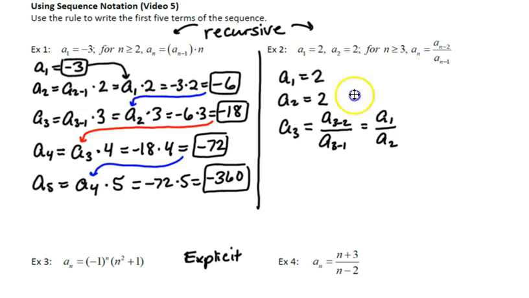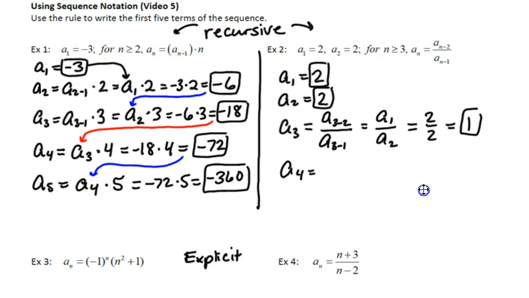I want you to notice that every time we use a subscript, that subscript is not an operation like we multiply or add or do anything to a number. All it tells us is a term, a position in the sequence. So it just identifies which term we're looking for. So a sub 1 is 2 and a sub 2 is 2, so this is 2 over 2, which is 1. So the first 3 terms in the sequence are 2, 2, and 1.